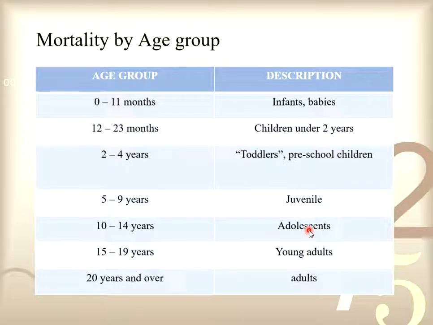So, example. Kapag mortality by age groups, tandaan, itong table na to, 0 to 11 months, they are described or called infants or babies. 12 to 23 months, children under 2 years. 2 to 4 years are toddlers or preschool children. 5 to 9 are juvenile. 10 to 14, adolescents. 15 to 19, young adults.